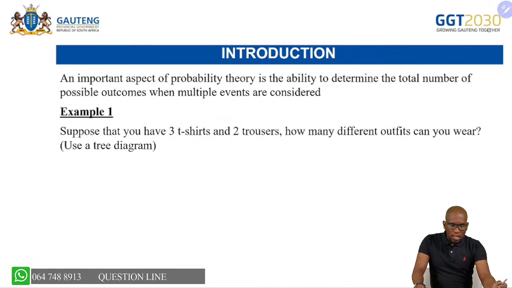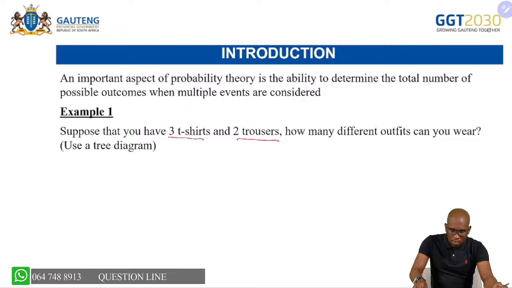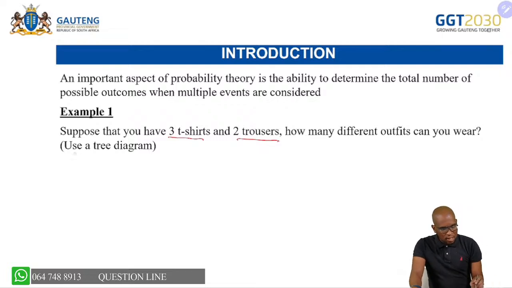Right, an important aspect of probability theory is the ability to determine the total number of possible outcomes when multiple events are considered. Now let's look at the following 2 events. Suppose that you have 3 t-shirts and 2 trousers. How many different outfits can you wear? You have 3 t-shirts and 2 trousers, and you want to know how many different outfits you can wear. And we are instructed here to use a tree diagram.